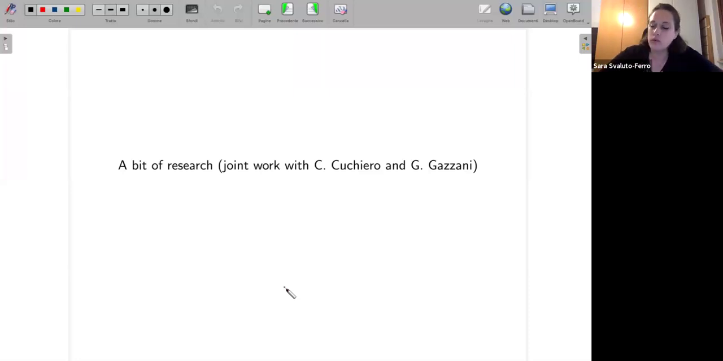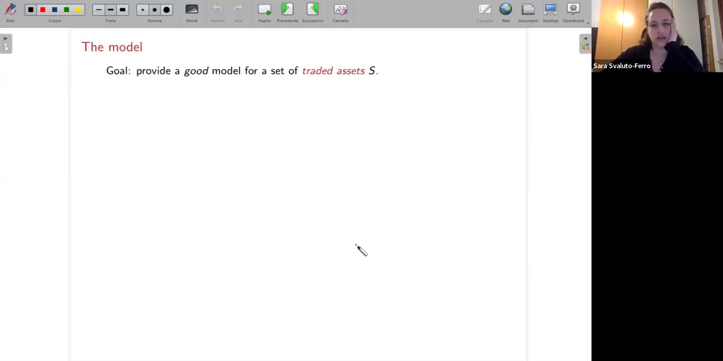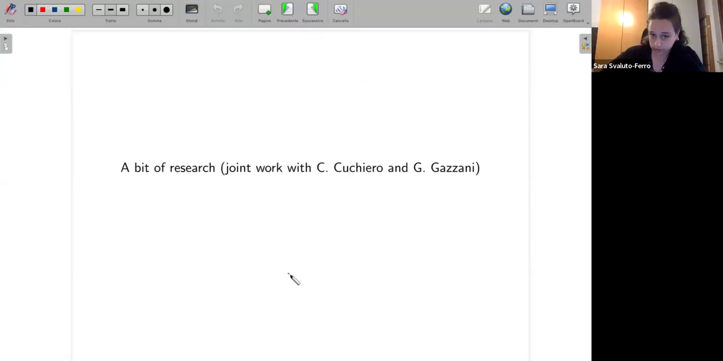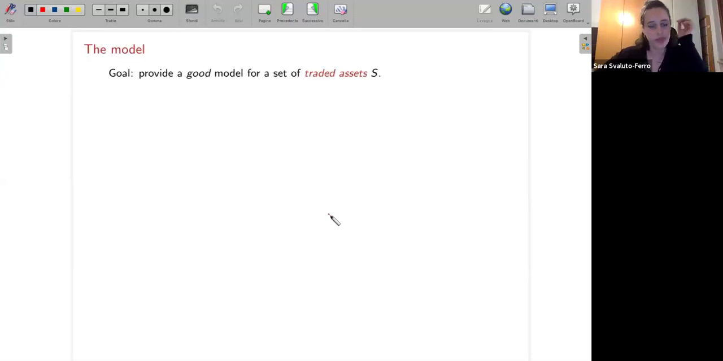I can show you some of the things that we decided to do in order to have fun with signatures. This was my first work on the signature and is together with Christa Cuchiero and Guido Gazzani. Guido Gazzani is now in Verona. He's an assistant professor, and Christa Cuchiero, I guess that many of you know her. She is a professor in Vienna. We were at the time working all together in Vienna. Okay, wait, I have 2 more comments.